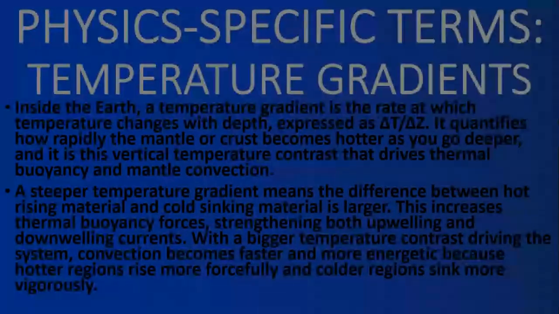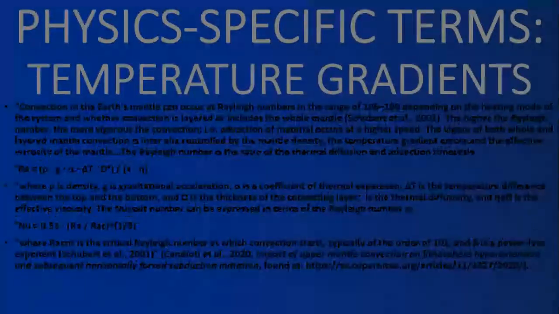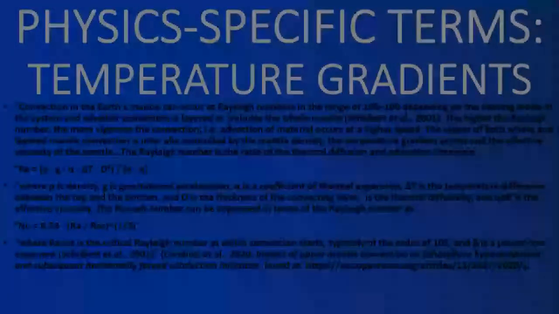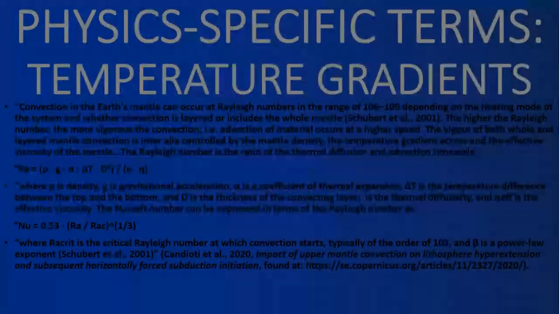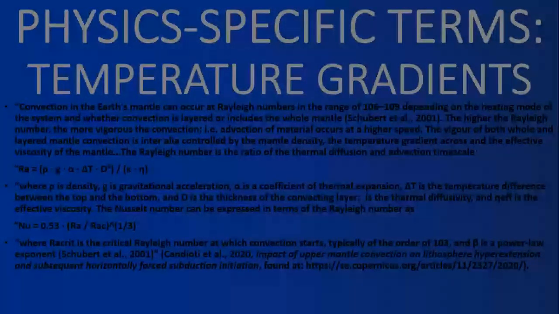All right, here's another quote. It's actually the same citation. Convection in the Earth's mantle can occur at Rayleigh numbers in the range of 10^6 to 10^9, depending on the heating mode of the system and whether convection is layered or includes the whole mantle.